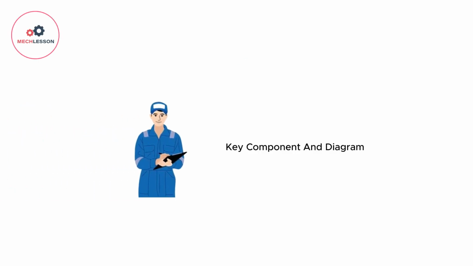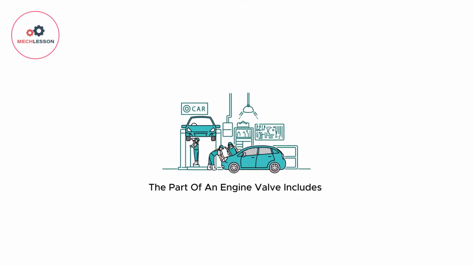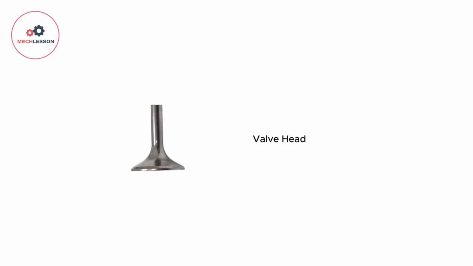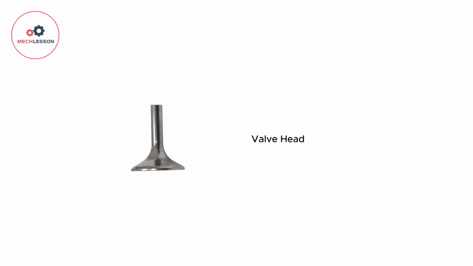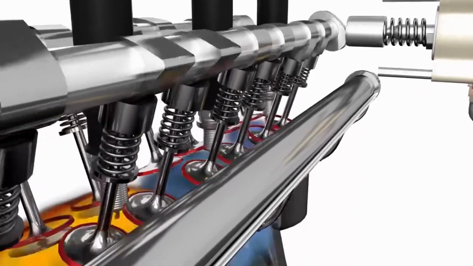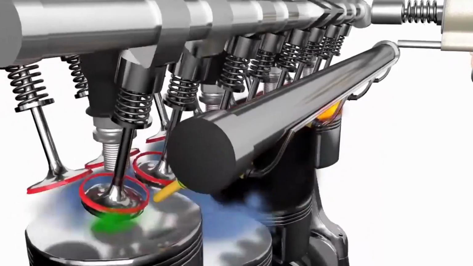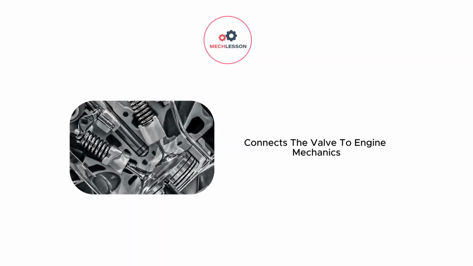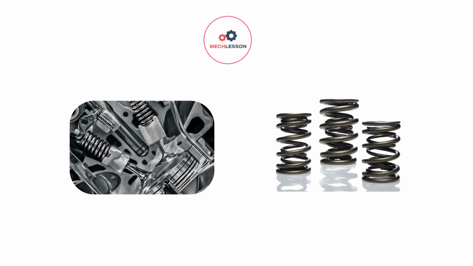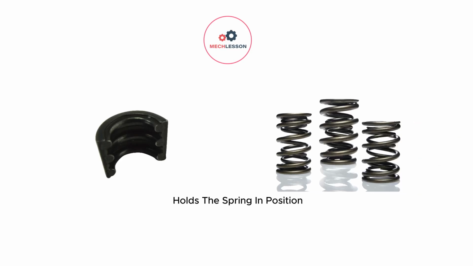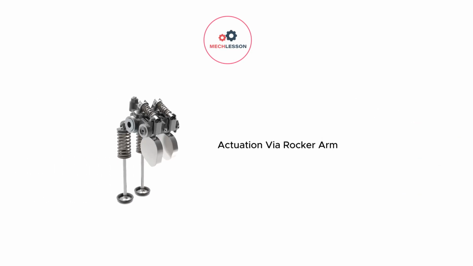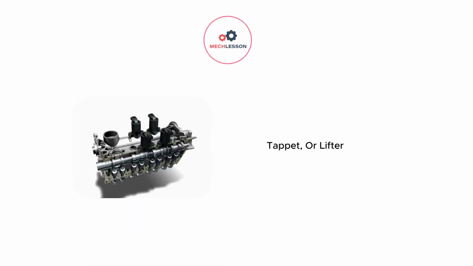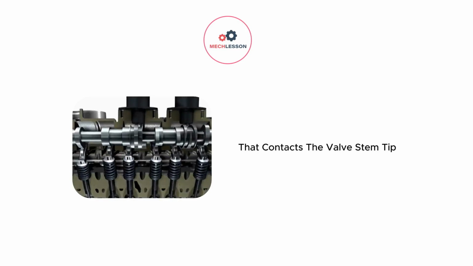Key components and diagram. The parts of an engine valve include the valve head, valve stem, keeper groove, and actuation. The valve head seals against the valve seat to prevent fluid or gas passage under combustion pressure. The valve stem connects the valve to engine mechanics, enabling movement against seating pressure from valve springs. The keeper groove holds the spring in position. Actuation is via a rocker arm, tappet, or lifter that contacts the valve stem tip.